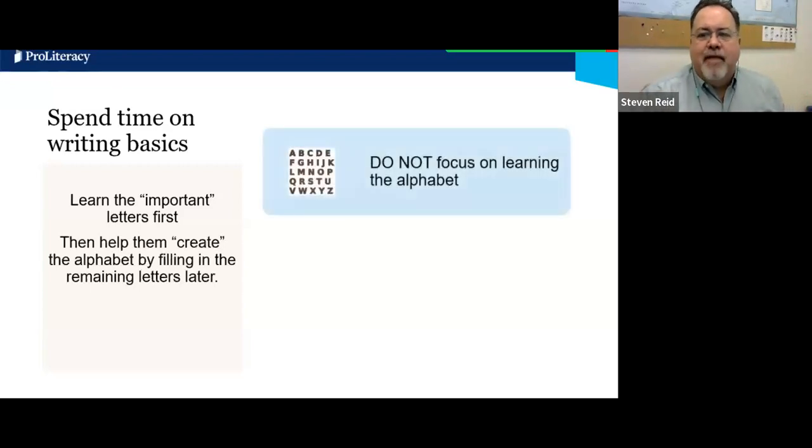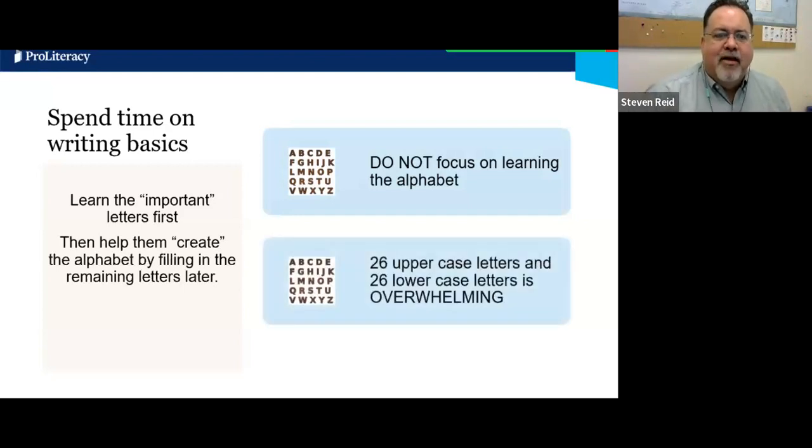I do not recommend starting with A and going to Z and learning all the letters in order, because if you think about it, we have 26 uppercase letters followed by 26 lowercase letters, and that can be overwhelming. That's a lot to expect your student to learn in a short period of time. And if you think about how long it took us to learn that when we were kids, and how much slower our brains work as adults than they did as kids, that's going to feel very overwhelming. And so stick with the letters that are important first, and then you fill in the gaps.